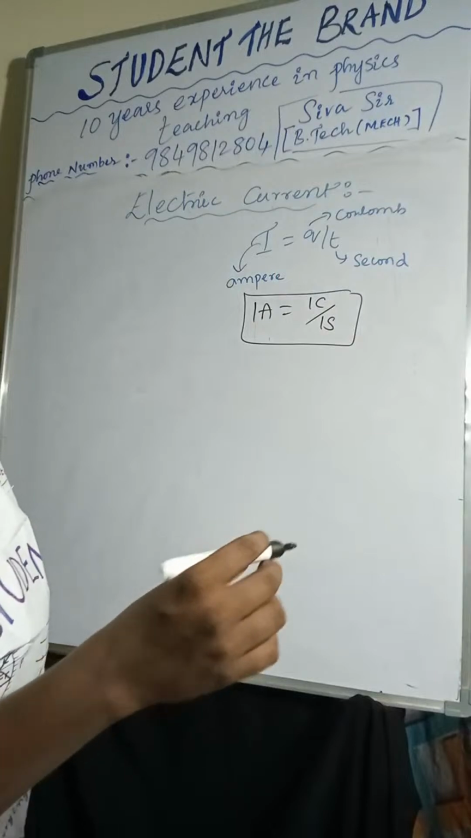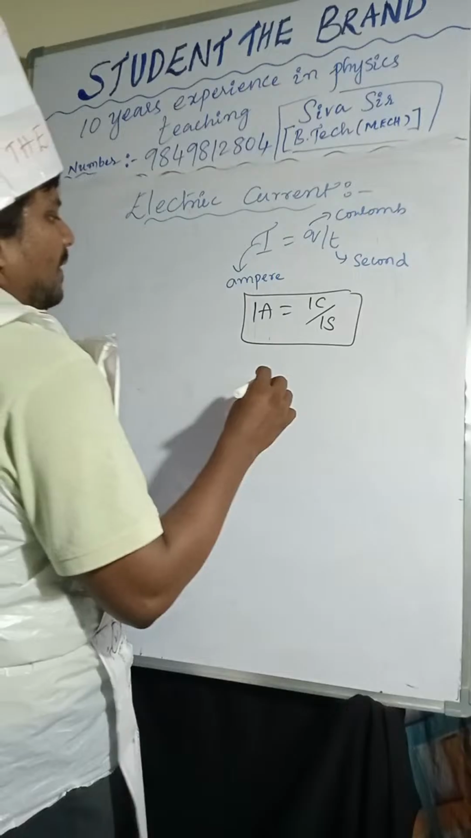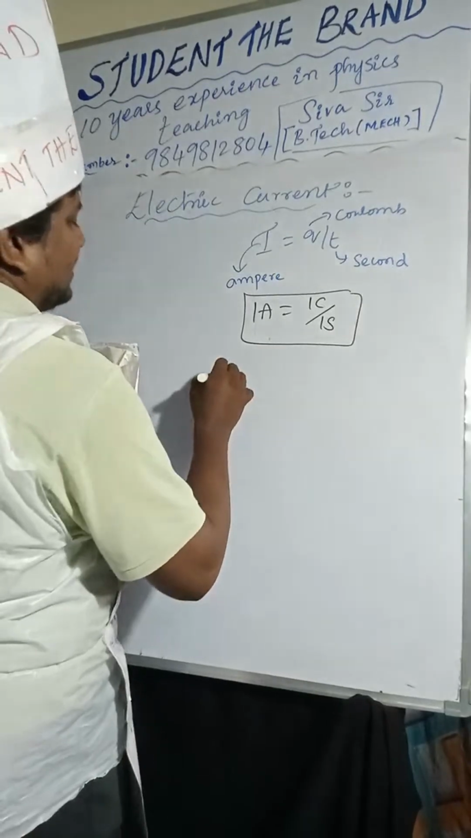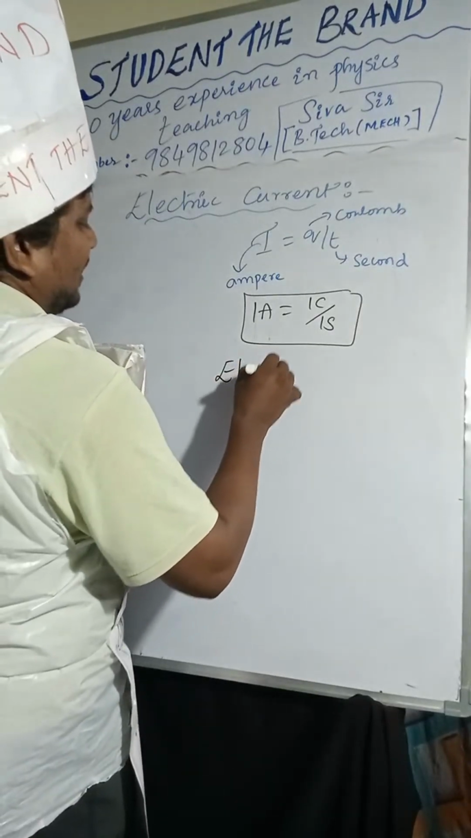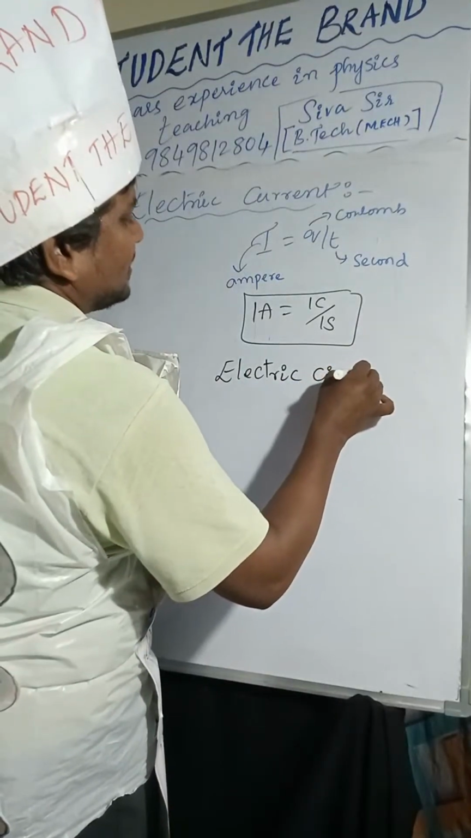So then we can consider the electric circuit. I'm considering electric current. Next one, electric circuit. So what is an electric circuit?